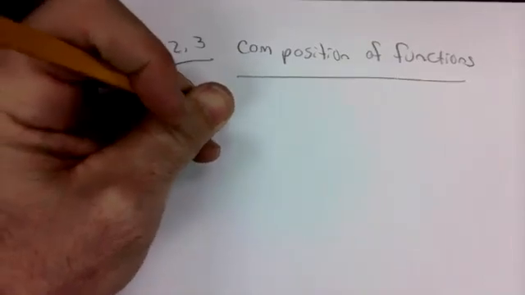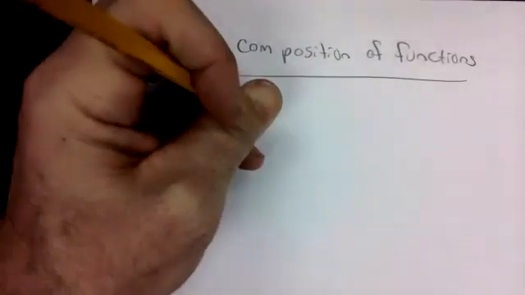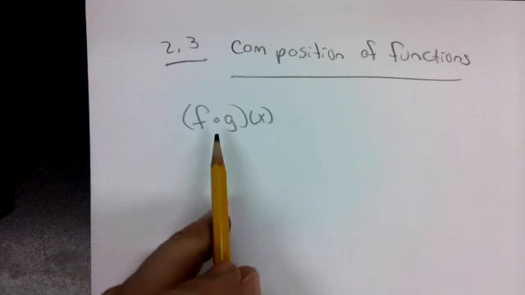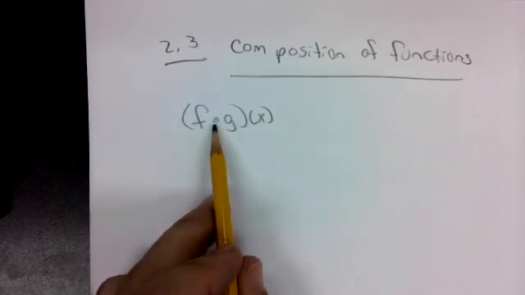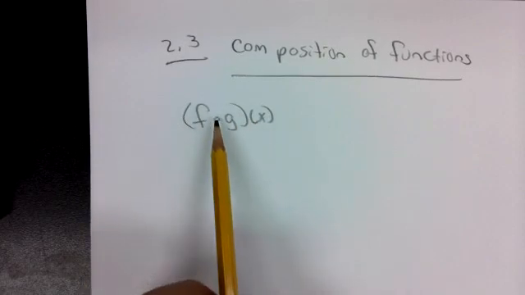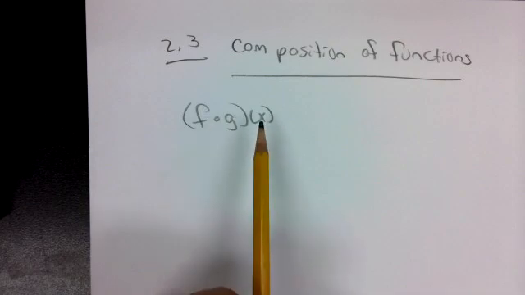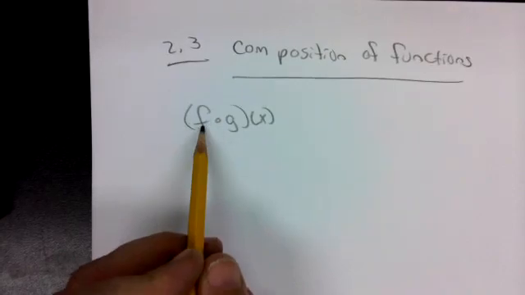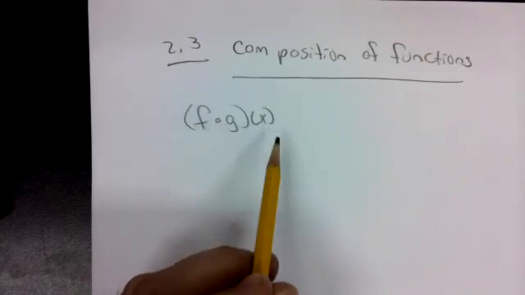The notation for this kind of looks like fog, especially if you write it in pencil. This is a circle. It's usually a slightly different font. You'll recognize it when you get into the My Math Lab. You'll see that it's slightly different. It doesn't actually look like fog. It's like f circle g of x. Okay, the way this is read is as the composition f of g of x.